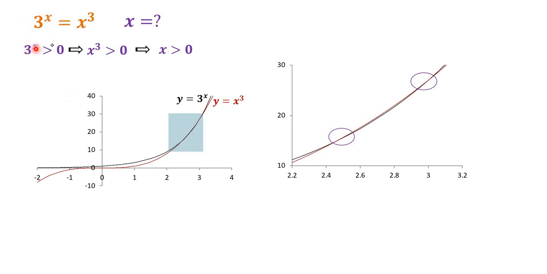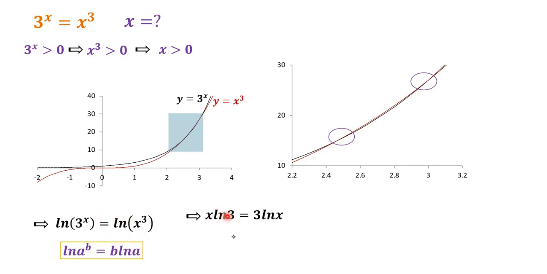Let's go back to the original equation. So we take the natural log of both sides. Then we get ln 3 to the power of x is equal to ln x to the power of 3. Then we apply the rule ln a to the power of b is equal to b times ln a. Then this equation becomes x times ln 3 is equal to 3 times ln x. Then we move 3 to the left side and x to the right side. We have ln 3 over 3 is equal to ln x over x.